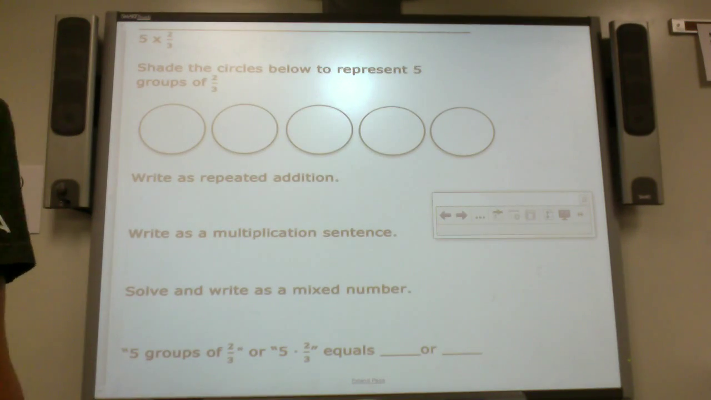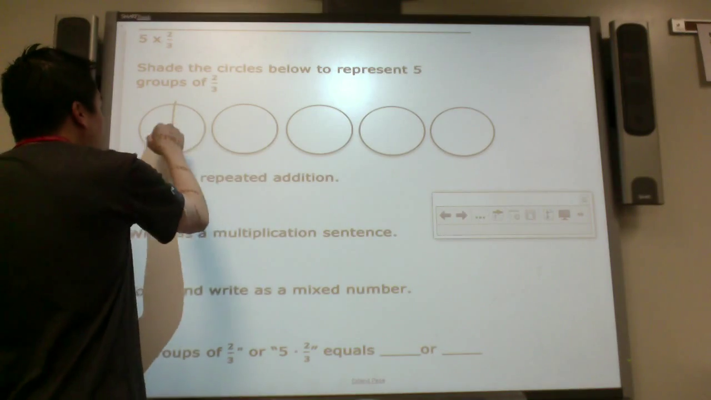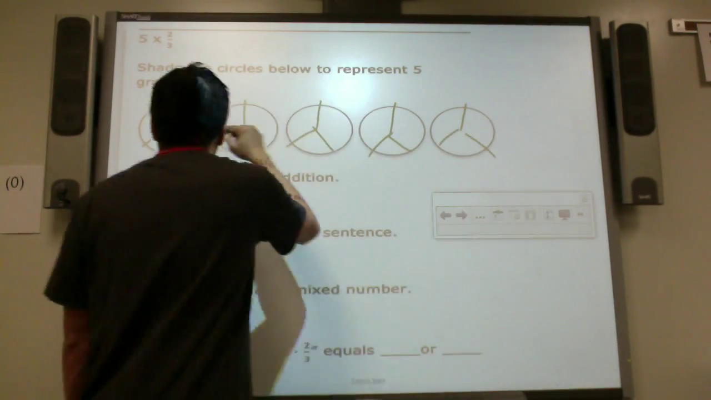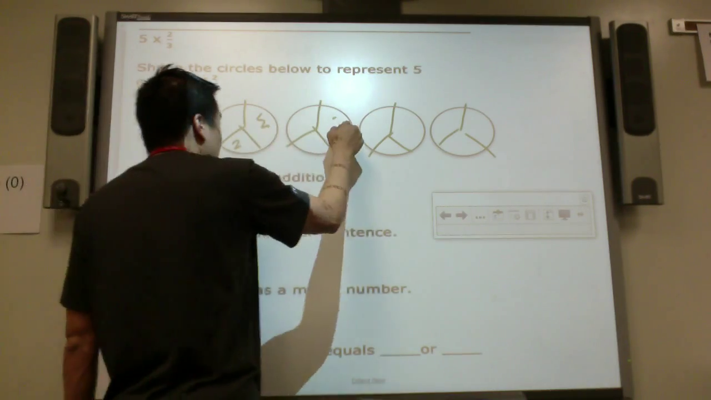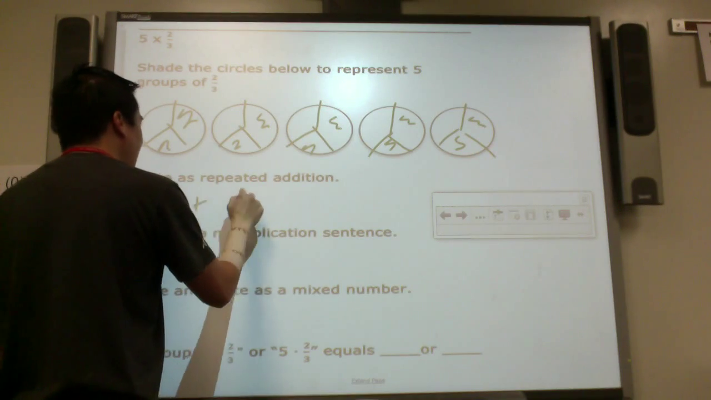5 times 2/3. Shade the circles below to represent 5 groups of 2/3. So let's divide each graph into thirds. So 2/3, 2/3, 2/3, 2/3, 2/3. So write as a repeated addition.